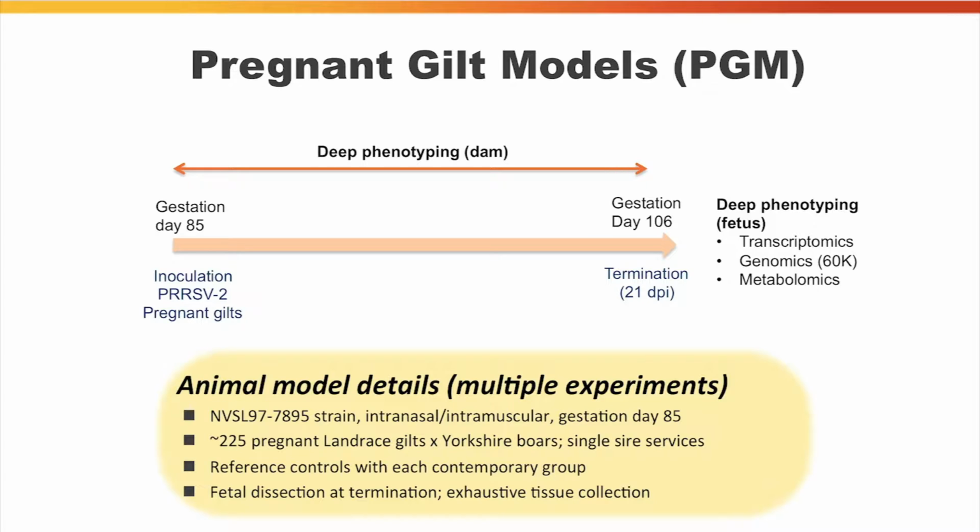So over the last 5 years, we have inoculated over 200 landrace gilts. Those landrace gilts are bred to Yorkshire sires, on a single sire basis, to produce a progeny, which is F1, obviously the commercial progeny that we use. We're using type 2 PRRS. It's a very virulent strain known as NVSL 7895.